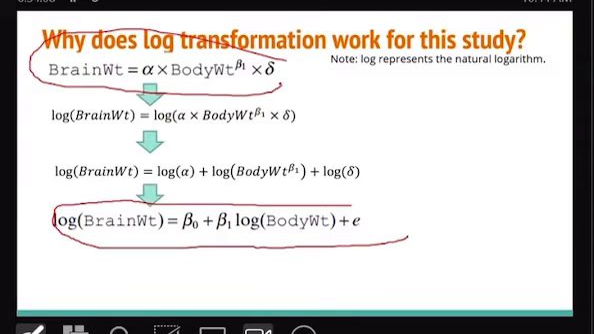This attempt is to linearize a multiplicative model in mathematics. If I want to linearize a multiplicative model, I can take a log of both sides. That will enable me to use a linear technique. Take a look at that. That's why it works.